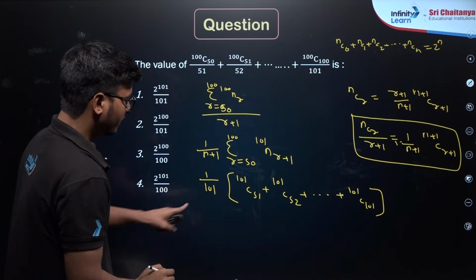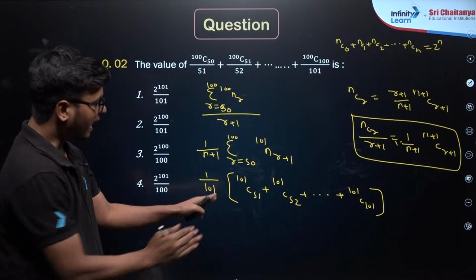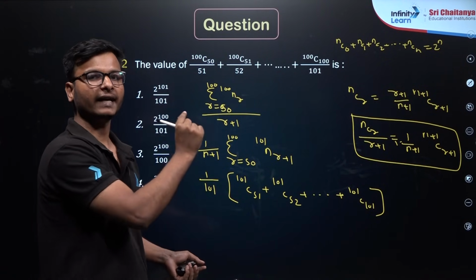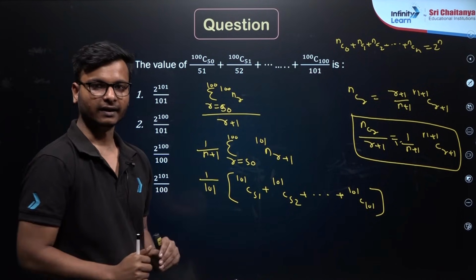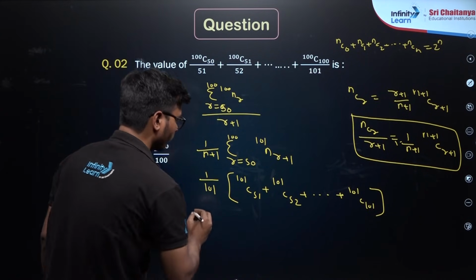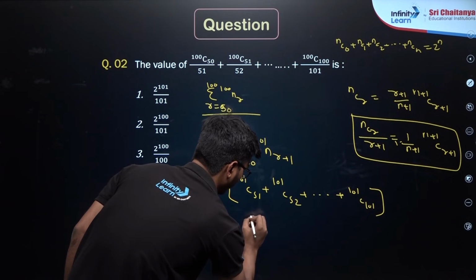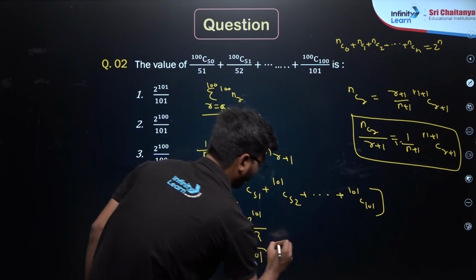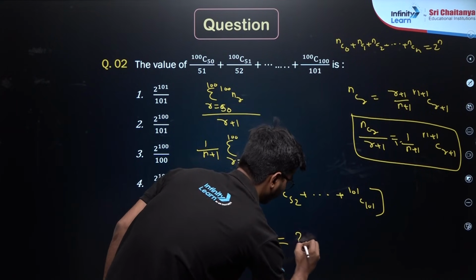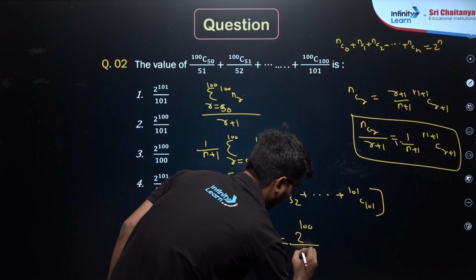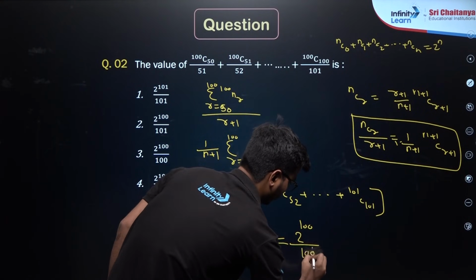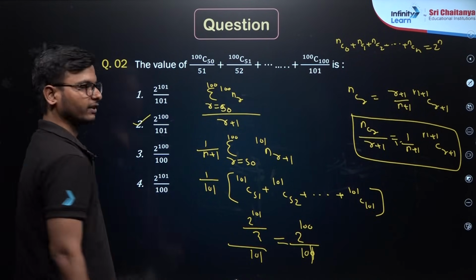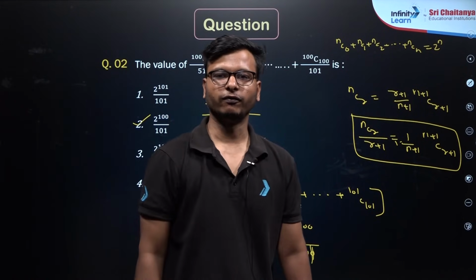Agree? So here we are having the same pattern, but half of the terms are missing, meaning from 101C0 plus 101C1 till 101C50 is missing. Correct? So I have to divide it by 2. So I am going to get 2 to the power 101 upon 2 upon 101. Correct? So further simplifying this, I am going to get 2 to the power 100 upon 101. As simple as that. Okay? So what is the correct answer? Second option is going to be correct. Let's go for the next question.